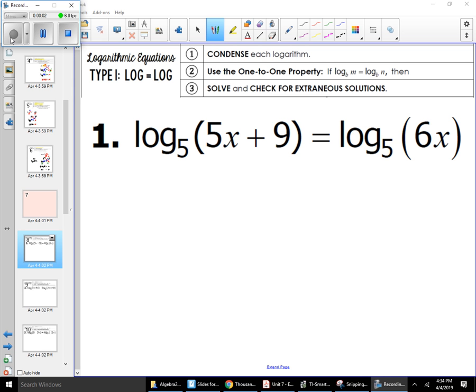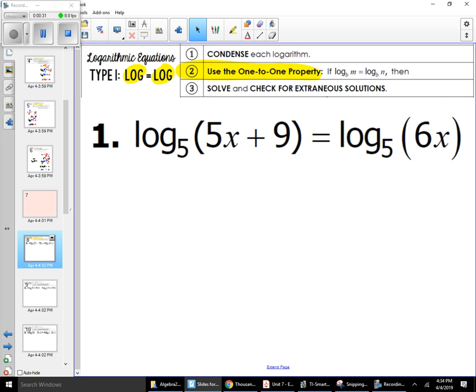So we just finished looking at exponential equations. Now we're going to look at logarithmic equations, starting with the base case of a log equal to another log. Just like with exponentials, we have a nice little cheat sheet of steps here, but we're not going to have to worry about that first step just yet. Notice there is nothing to condense for this first problem, so we can jump right down to number 2, the one-to-one property.